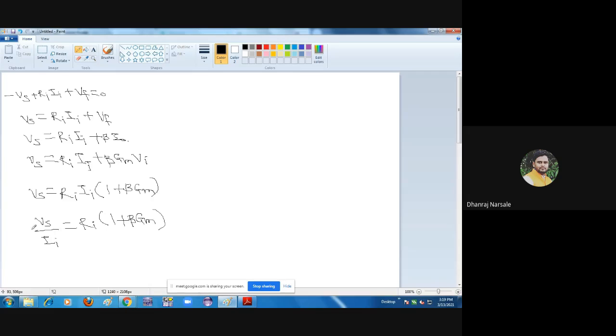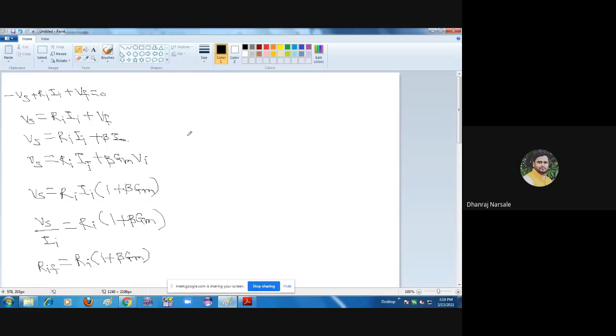Okay, so this is known as Rif. It is source voltage divided by input current. That is the input resistance of the feedback amplifier. Rif is equal to Ri, the input resistance of the normal amplifier, in bracket 1 plus beta into Gm. Okay, so this is the final equation for the input resistance of the current series feedback amplifier.